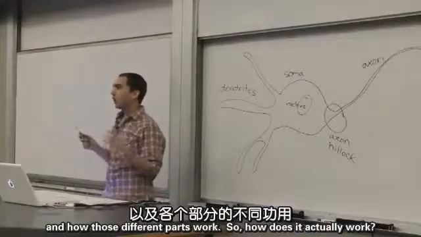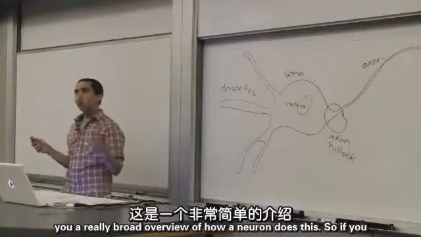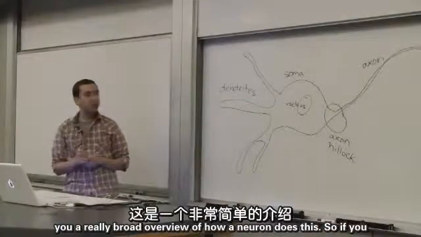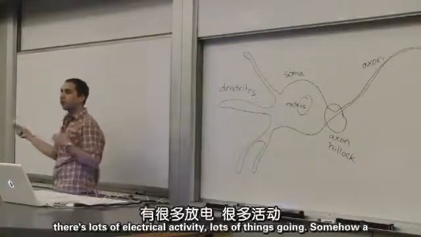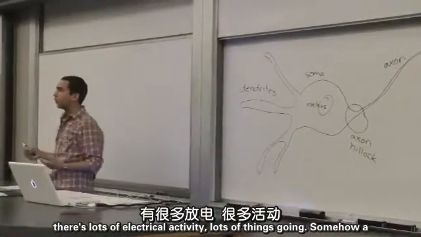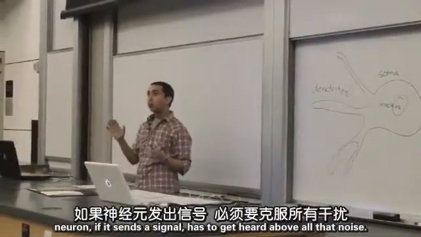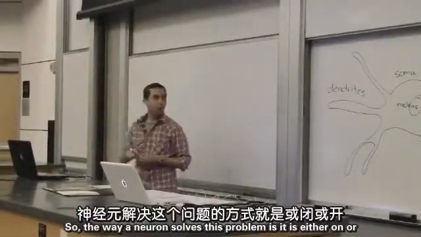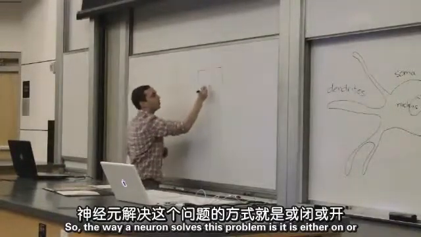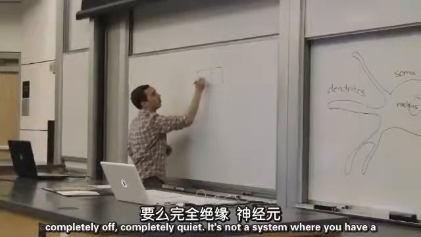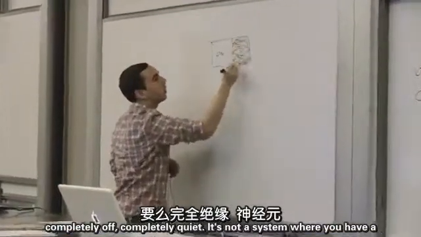So how does it actually work? How does it actually send that signal? This is just going to give you a really broad overview of how a neuron does this. If you think about a neuron sitting there in the middle of the brain, there's lots of electrical activity, lots of things going on. Somehow a neuron, if it sends a signal, has to get heard above all that noise. So the way a neuron solves this problem is it is either on or completely off, completely quiet.